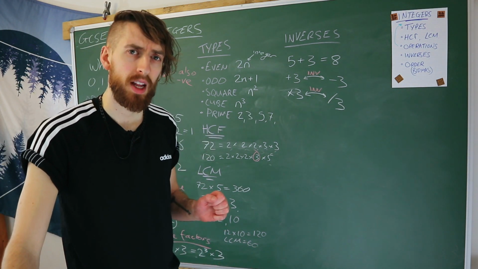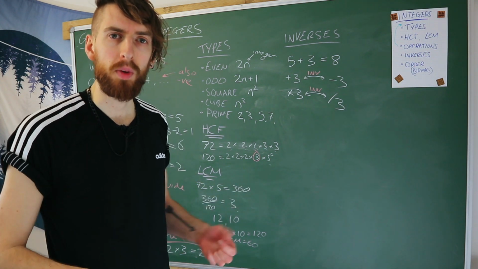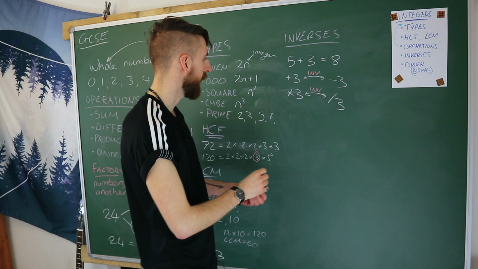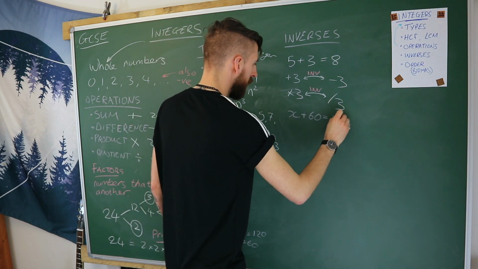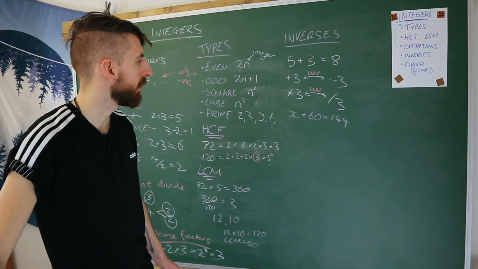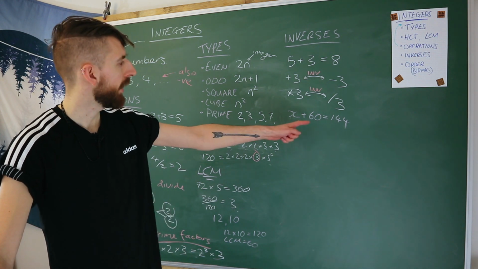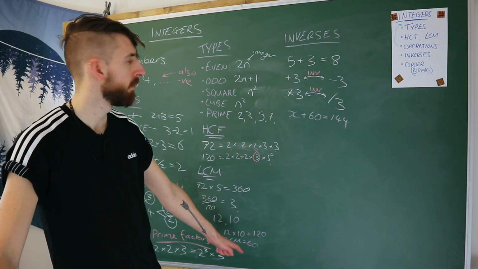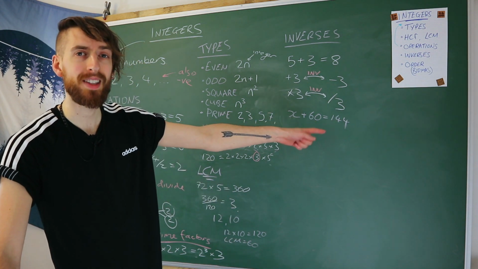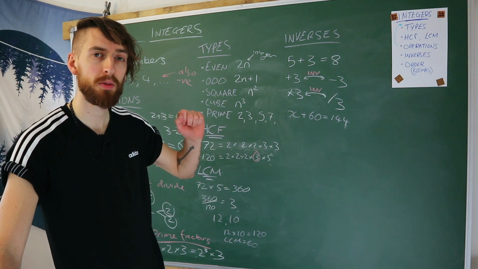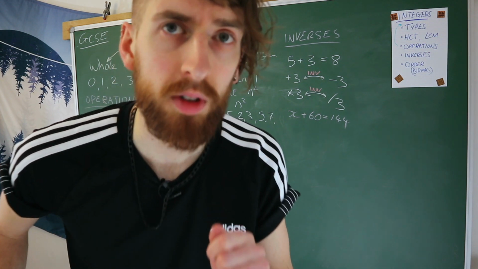If we had something like an unknown, a variable with some integer and we don't know what it is, let's say, do it in purple, x plus 60 equals 144. I chose 60 because that's from before, just a random number that I had in my head. I chose 144 because it's a square number. It's actually 12 squared.